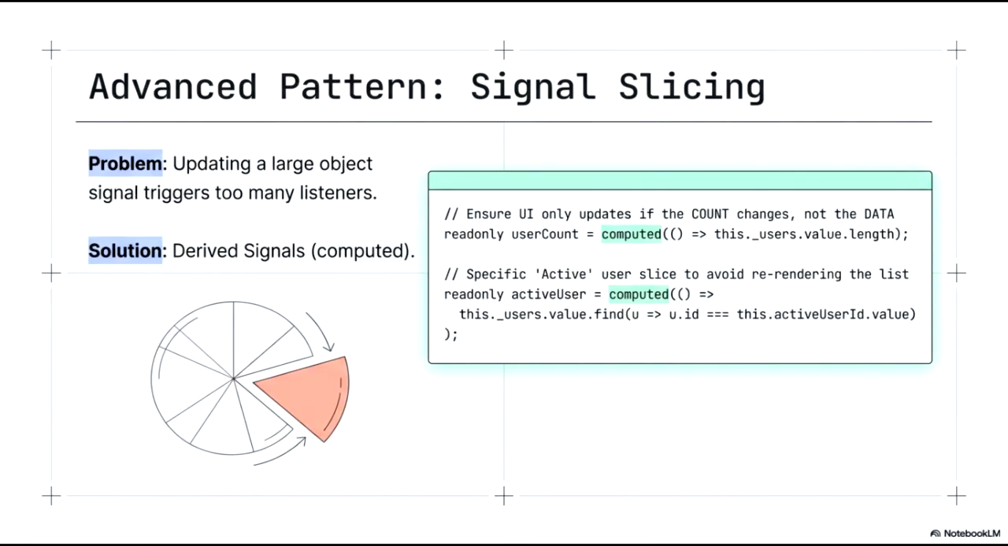The solution is to leverage derived signals through the computed function. This allows us to slice out only the specific pieces of data a component actually needs, isolating it from unrelated changes in the parent object.